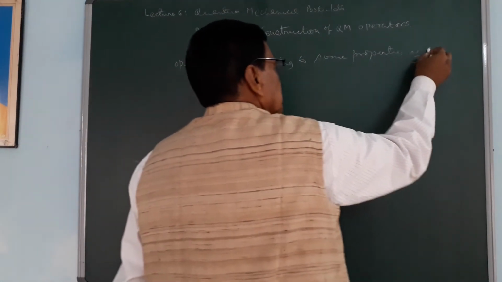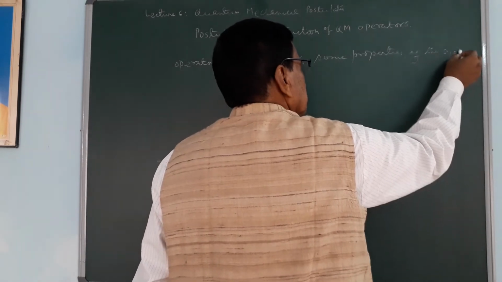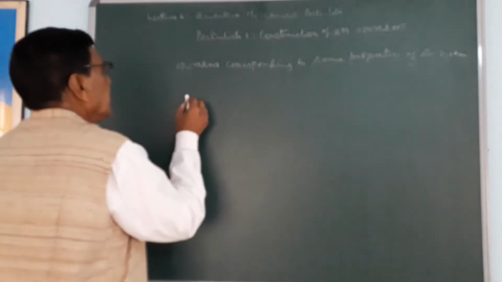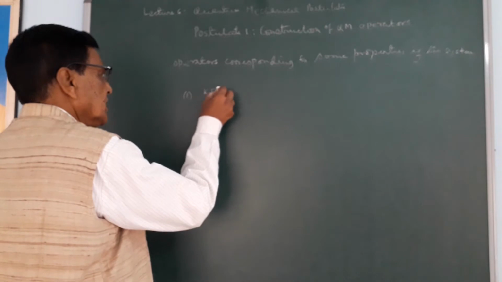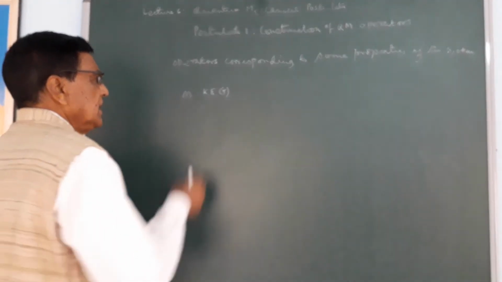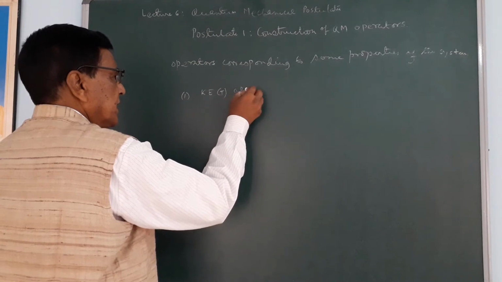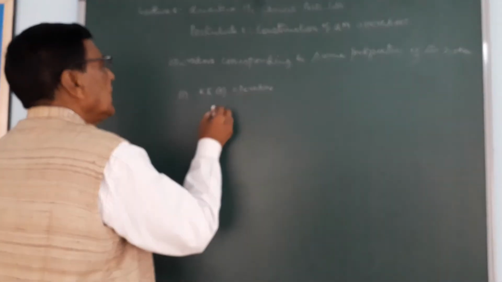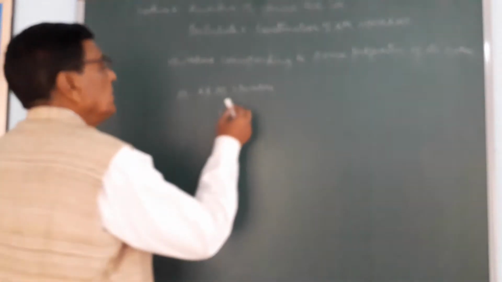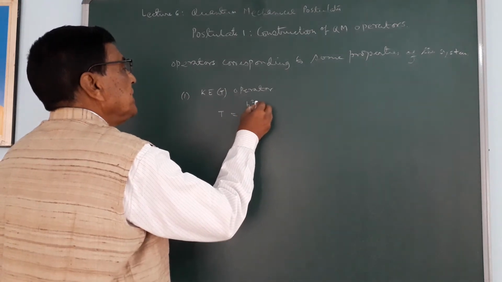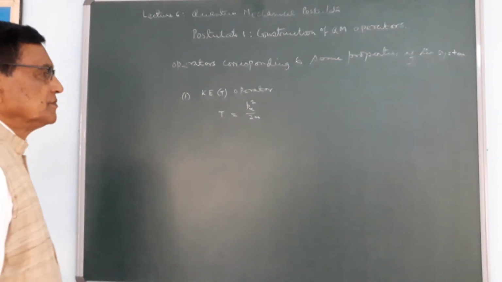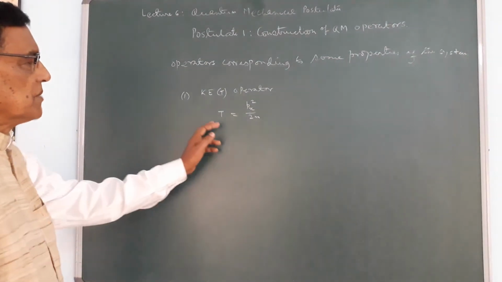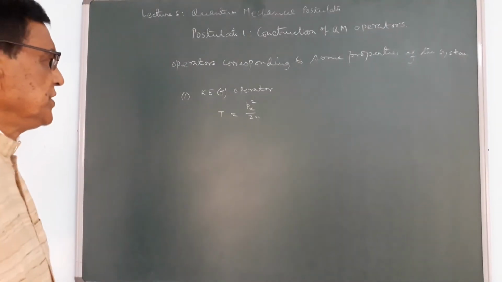Of this system. First, I construct the kinetic energy operator, which is symbolized by T. Kinetic energy T is equal to, in terms of the momentum along the x direction, px square divided by twice m, and this is the kinetic energy in terms of the momentum along the x direction.